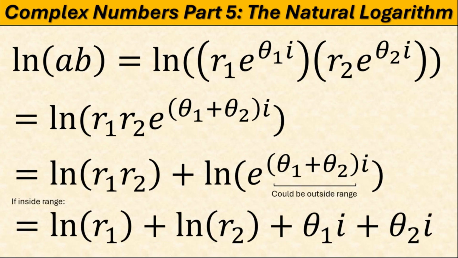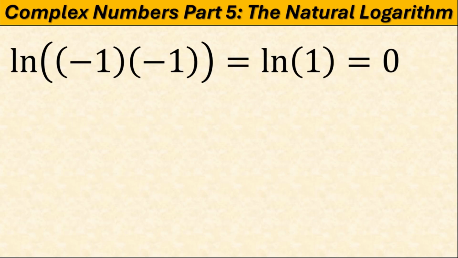If hypothetically it was in the desired range, though, we could expand it like so, and so the rule would hold up that it would be expanded as natural log A plus natural log B, which is expressed here using how they would be expanded using polar form. But since we don't automatically know whether or not the angles add together to create an angle within the desired range, the rule does not always work. Allow me to give an example of this.